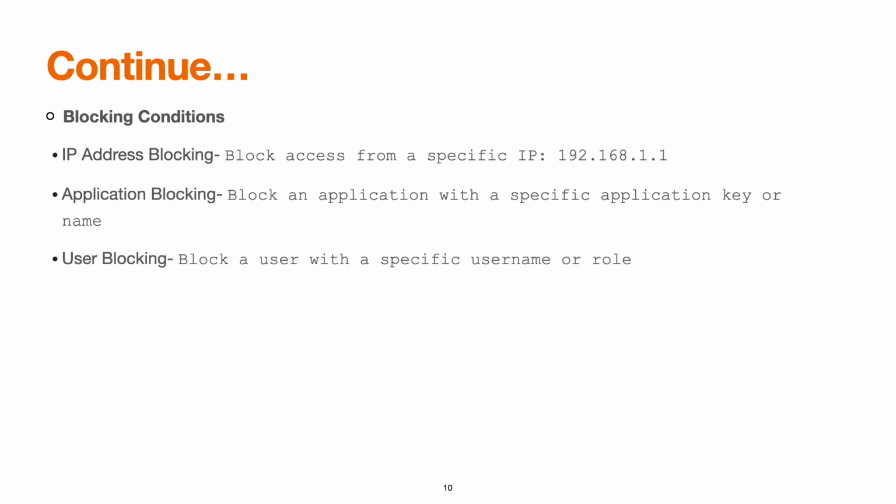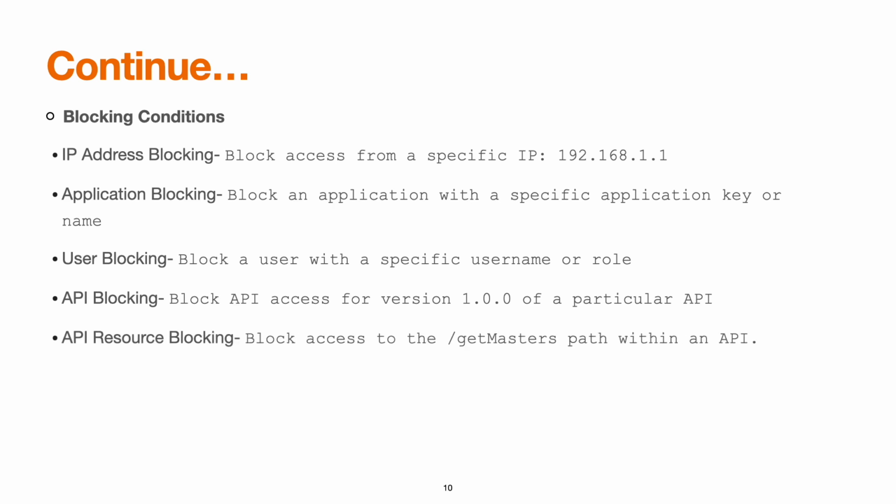User blocking. If we have a password grant kind of implementation or a particular role which is given, we can also do user or role based blocking through the admin portal. We can create a policy from there, and that can be applied accordingly. API blocking: we can block a particular API, for example, let's say there is an API version 100, so we can block that particular API access. API resource level blocking: it is also possible to have multiple resources of a particular API, but we would like to block only a particular resource, so we can block that access. For example, block access to the slash get master path within an API. So this is also possible.